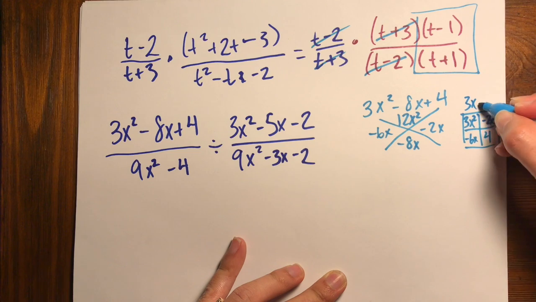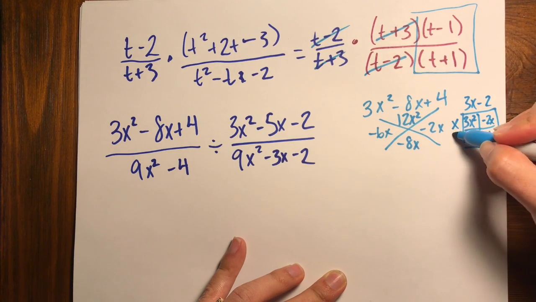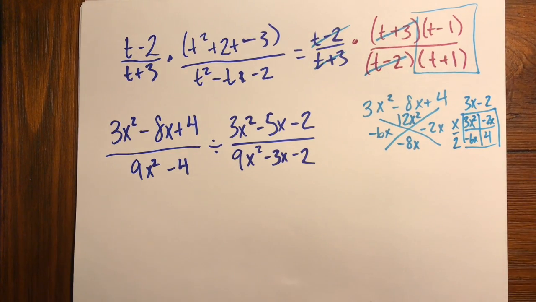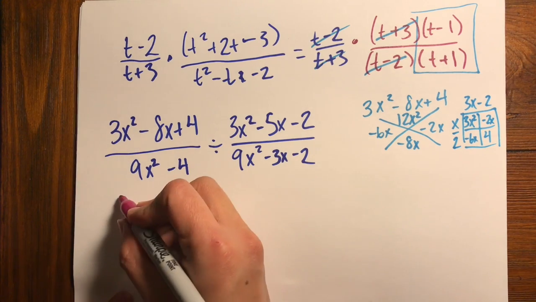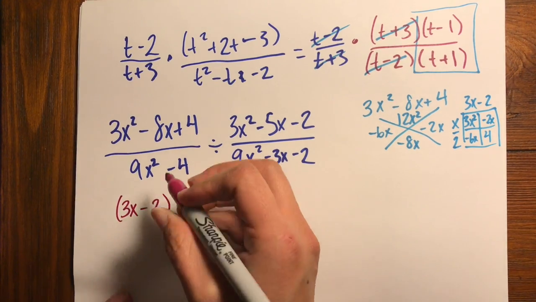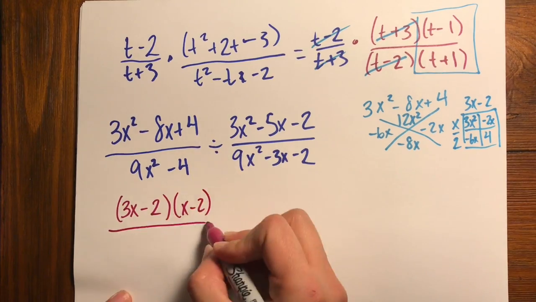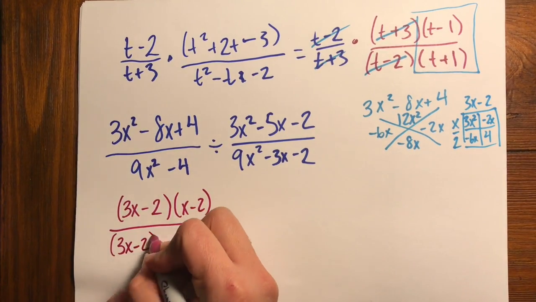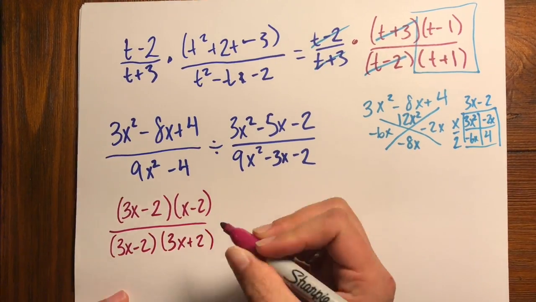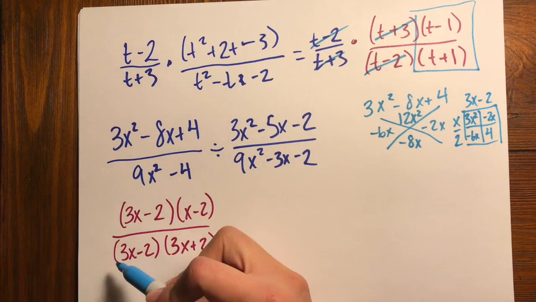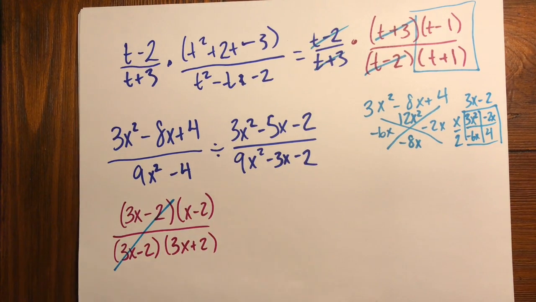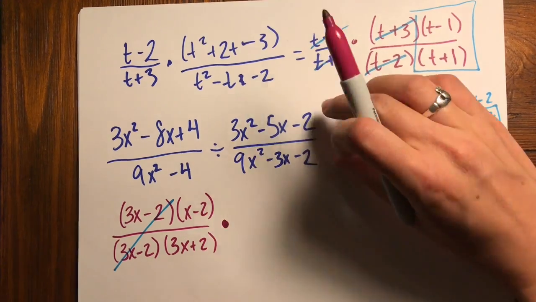So I'm going to factor each of these terms here. So 3x squared minus 8x plus 4. I've used the x method for this. You can pause the video and go through that process slowly if you'd like, but I'm going to show them all quickly. And then the bottom of that first fraction factors as the difference of squares. So just 3x minus 2, 3x plus 2.